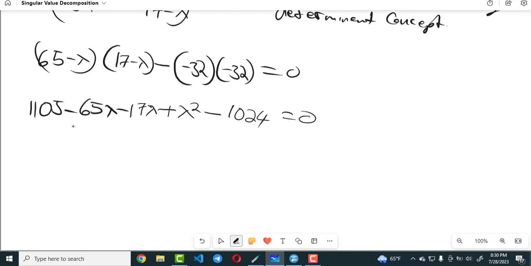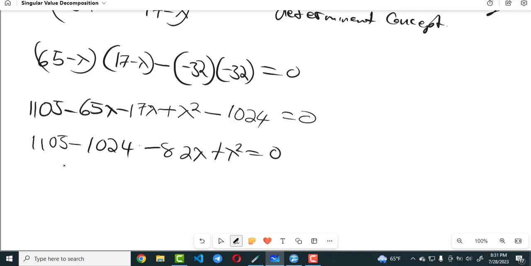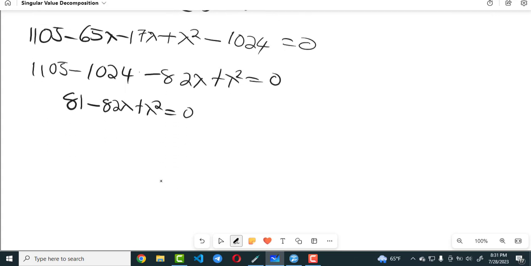So what we need to do now, we need to collect like terms. 1105 minus 1024, minus 65 minus 17, we get a negative 82 lambda plus lambda square, which is equals to 0. 1105 minus 1024, we get 81, minus 82 lambda plus lambda square equals to 0. So now, as you can see, we are having a quadratic equation.